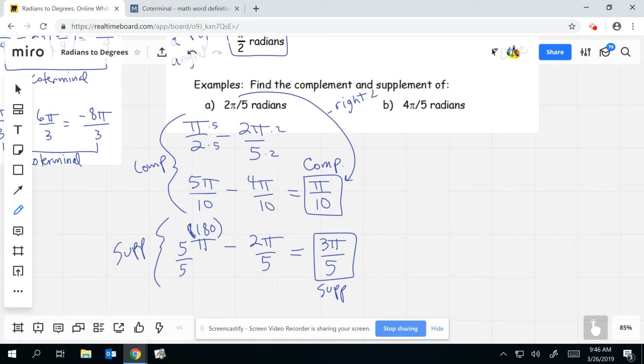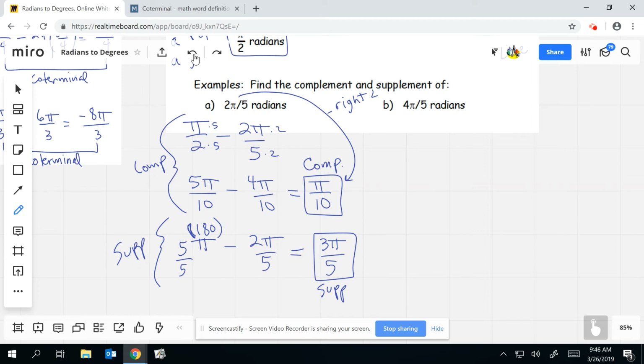Okay, so this right here is for your supplementary angles. So complementary angles, you're subtracting from pi over 2. Supplementary angles, you're subtracting from pi. So that's a complement, that's a supplement. This angle plus the angle we had would give you a straight line. The pi over 10 plus the angle you had would give you a right angle.